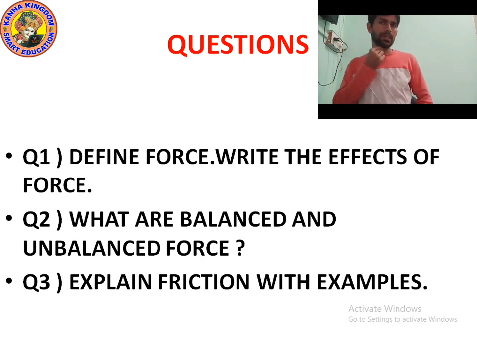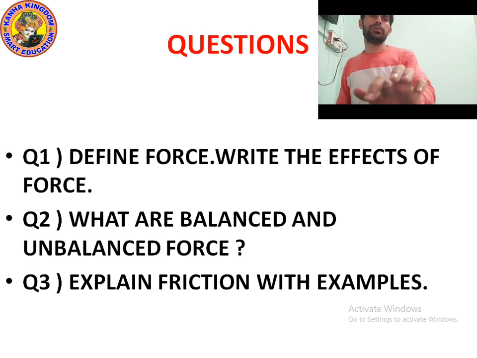So an object with uniform motion will continue to move with uniform motion if the forces acting on it are balanced. If the forces are balanced, then the object will continue in uniform motion. If it is unbalanced, then what will happen? If an unbalanced force acts on a moving body, then its speed or direction of motion will change. Yes, I hope you understood.